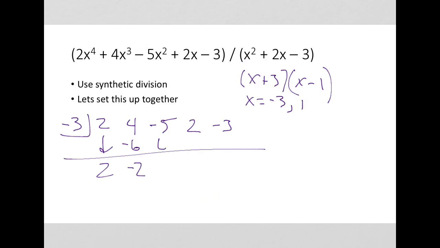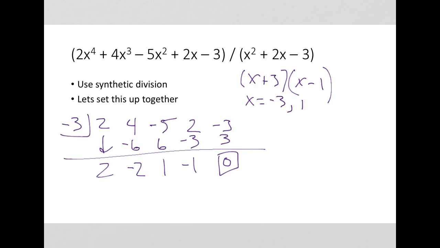Negative 3 times negative 2 is positive 6. Negative 5 plus 6 is 1. Negative 3 times 1 is negative 3. 2 plus negative 3 is negative 1. And negative 3 times negative 1 is positive 3. And hooray, we get a remainder of 0, which is good because that tells me that x plus 3 is indeed a factor of that polynomial.